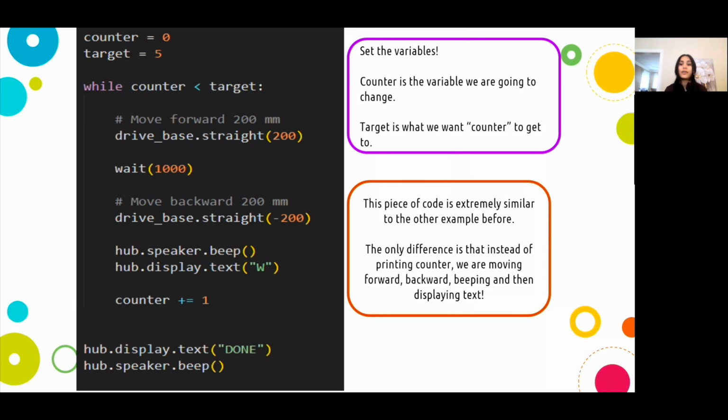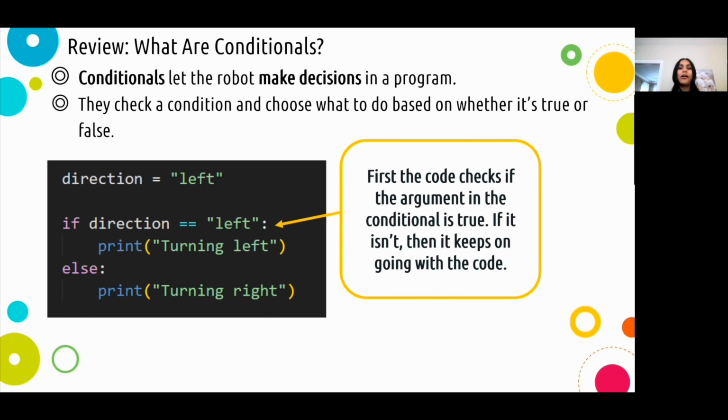Now that we've seen how to repeat actions in different ways, let's take the next step and look at how robots make decisions. Conditionals allow the robot to check a condition and choose what to do based on whether that condition is true or false. For example, we can create a variable called direction and set it equal to left. Then we can write a conditional that says, if direction equals left, print turning left in the console. Otherwise, or else, print turning right in the console.